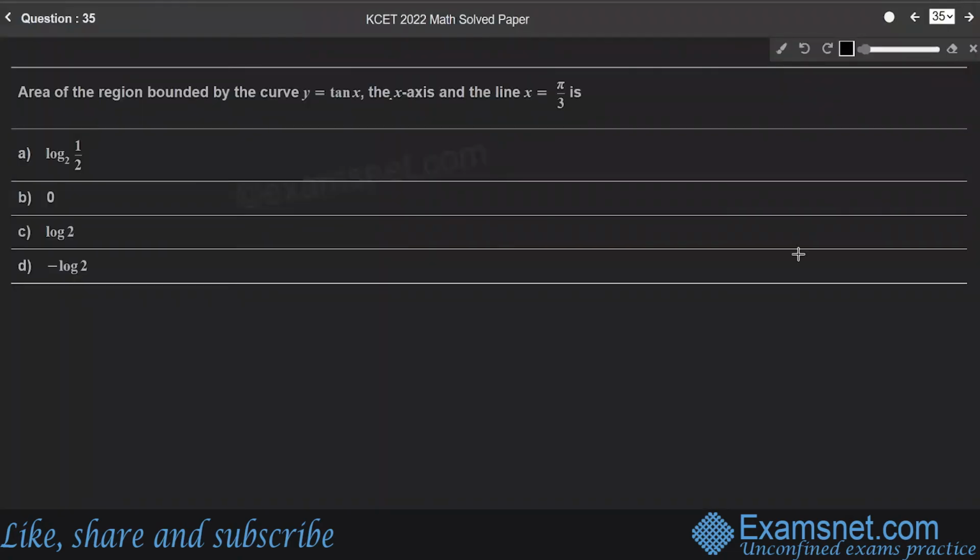Question 35. Area of the region bounded by the curve y is equal to tan x, the x-axis and the line x is equal to pi by 3 is. So here let us consider a curve y is equal to tan x. The tan x curve will be like this. It is always like this, right? So y is equal to tan x, and the x-axis and the line x is equal to pi by 3. Here tan x lies between 0 to pi by 2, right? So here we need only pi by 3. Up to pi by 3 we need the value.